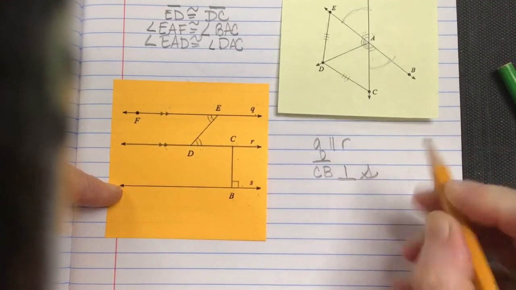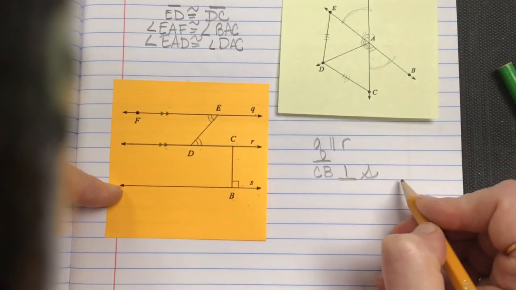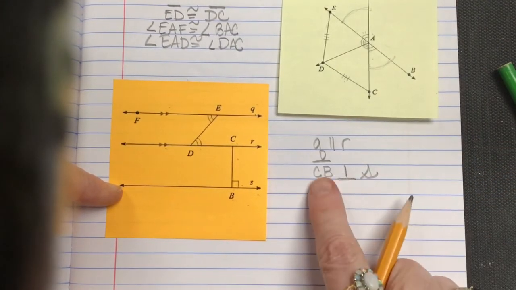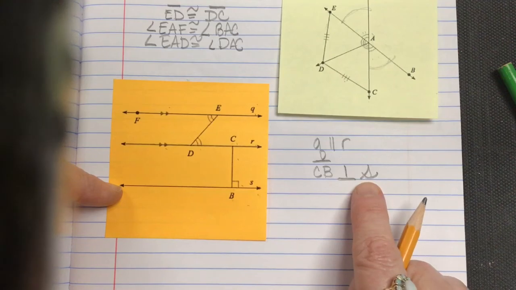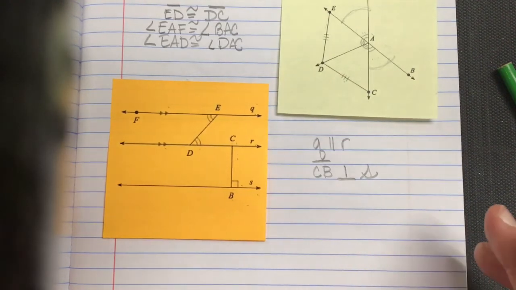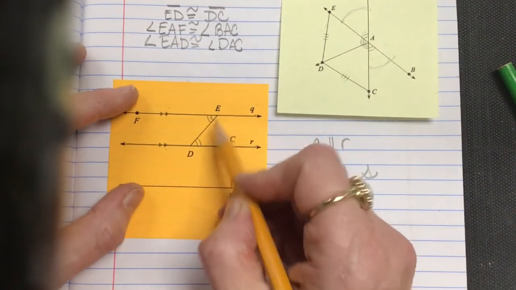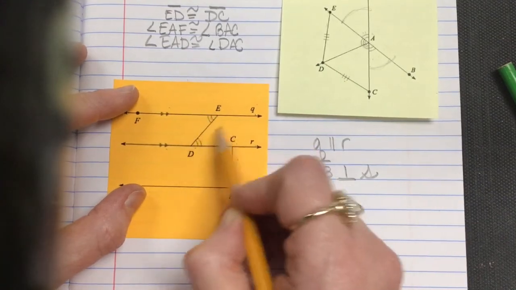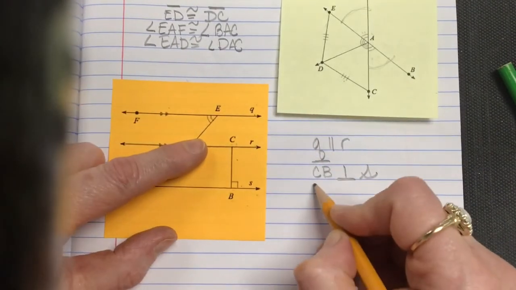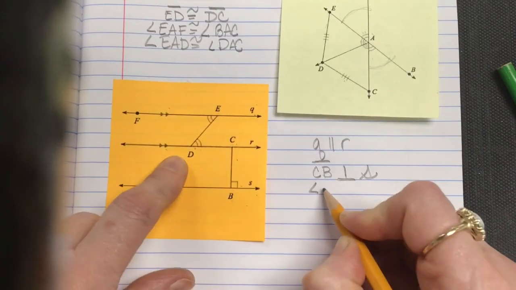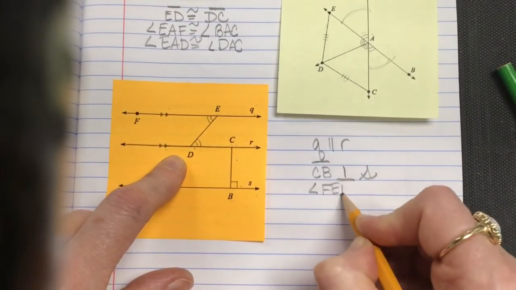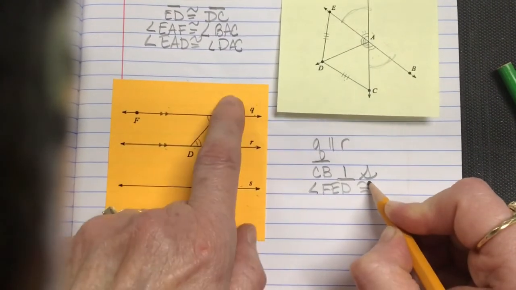I'm just going to put S, and I'm going to put it in cursive. If you make it an S, just make it a little s so it doesn't look like a point. I'm going to make it cursive. It's easy, except you can't call it angle E and angle D because there's a bunch of angles there. So I'm going to call that one angle FED, congruent to angle EDC.